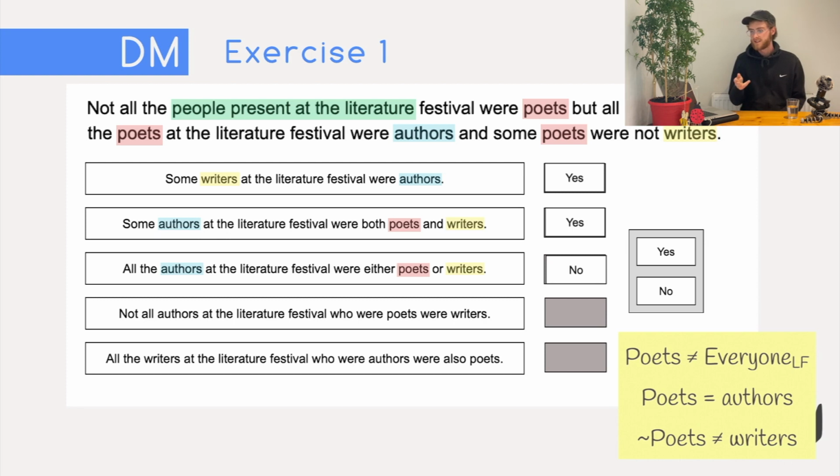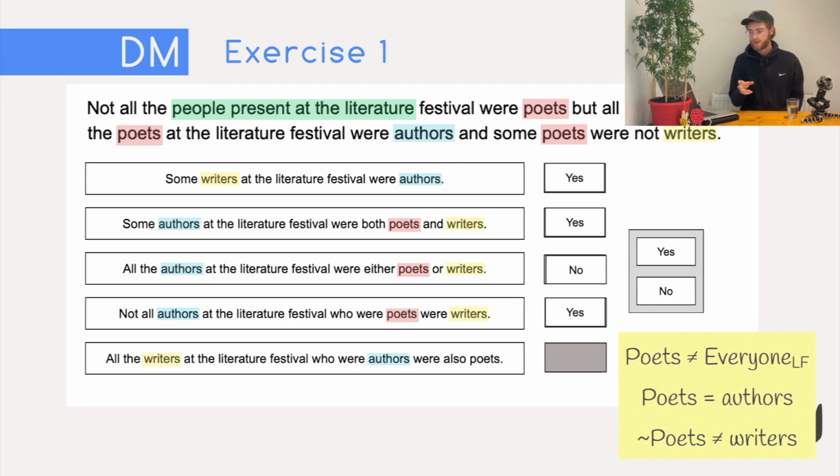So this next question is saying that not all of the authors at the festival who were poets were writers. So there's two statements there. We know that the first one is correct, that there are authors who are poets, so that's okay. And it's saying that not all of these authors were writers. And that agrees with our third statement there, where we're told that some of the poets were not writers. So the answer for this question is true. This does follow the rules that we were given.